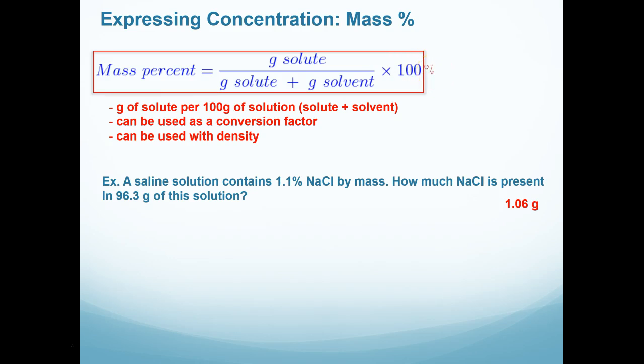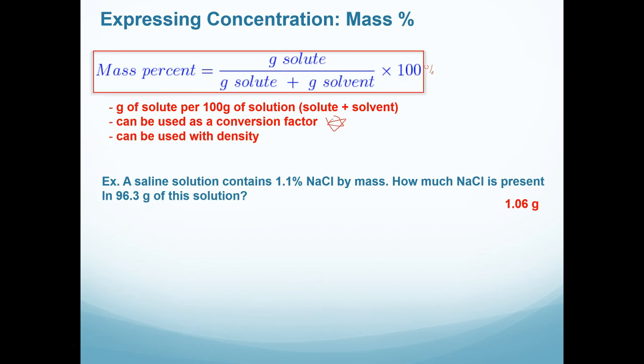Okay, something we can use this for is a conversion factor. I would star this one. When I have a mass percent, I can always assume to use it as a conversion factor that it is grams of solute per 100 grams of solution. And the solution is going to be the whole, solute plus solvent. We can also use this with density to convert between mass and volume.